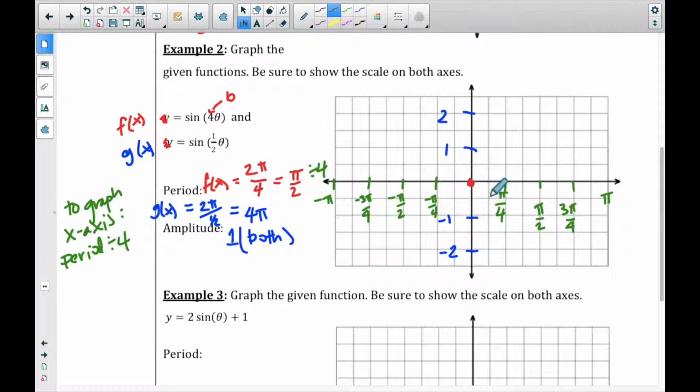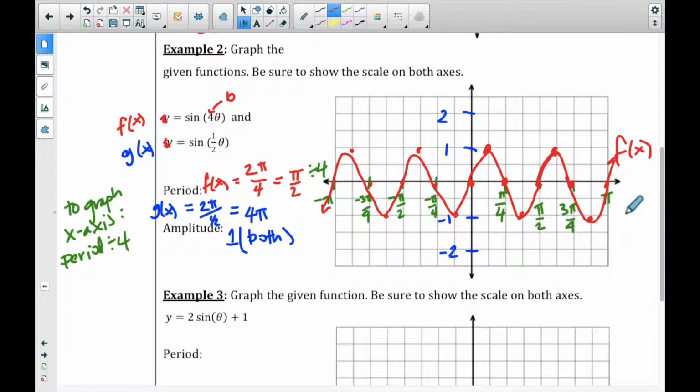And I want to go to pi over 8 and go up to 1. And then come down, and then down again, and then up. So there is one period. So that is one period. In the space of pi over 2, it went an entire period. I should go ahead and just fill out my graph. Okay, so our f of x looks like this.